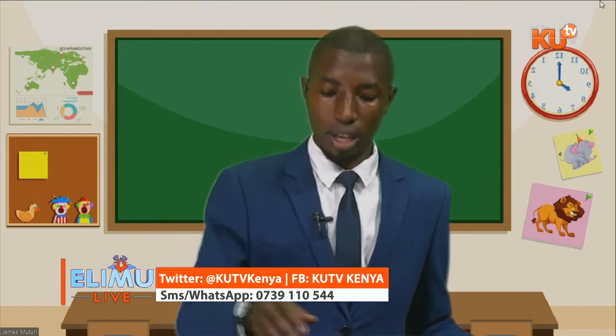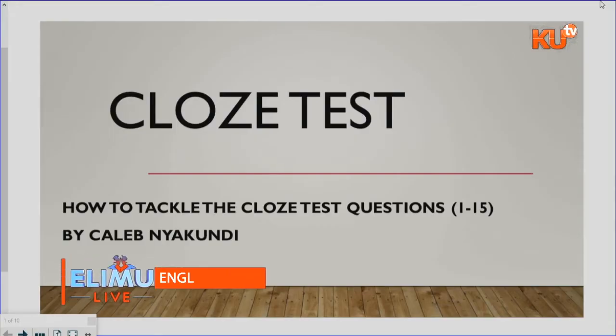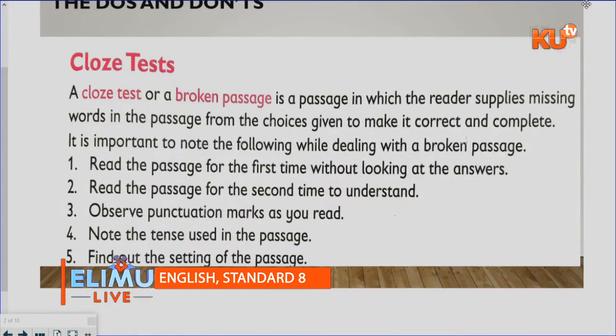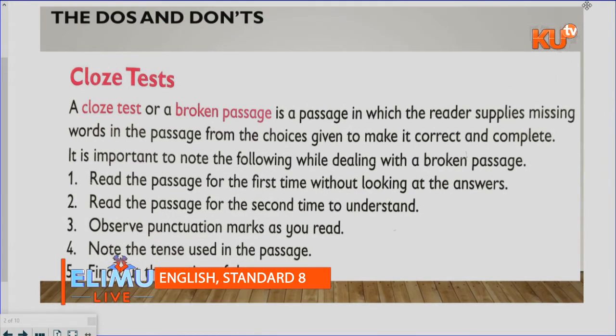So let me take you to my notes today. We are going to tackle the Cloze test, and I'm going to teach you how to answer the questions from question 1 to question 15. So a Cloze test, or a broken passage, is a passage in which the reader supplies missing words in the passage from the choices given to make it correct and complete.